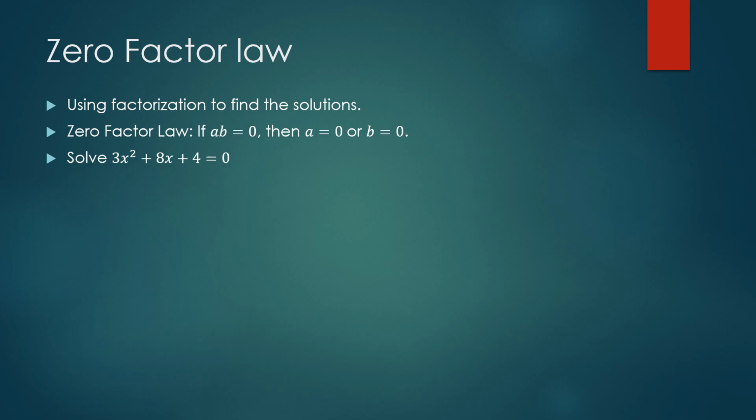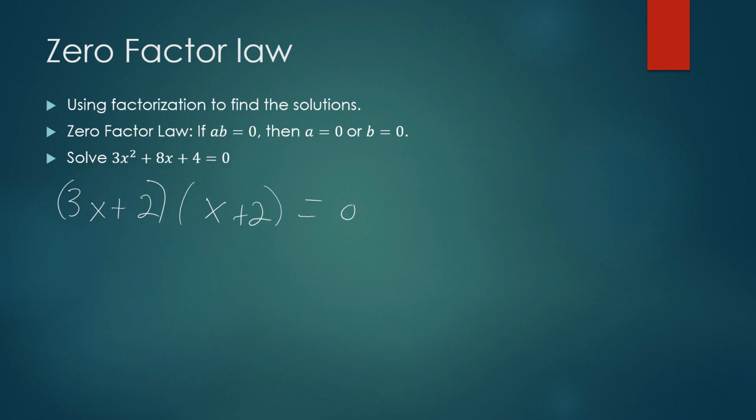Let's go ahead and look at 3x squared plus 8x plus 4. Let's go ahead and first factor this. Whether you use trial and error or the AC method or any of the other methods that are out there, you're going to find the factorization. 3x and x, and then we're going to have plus 2 and plus 2.